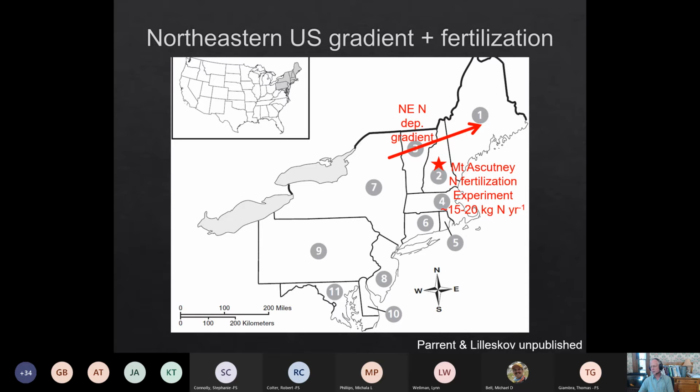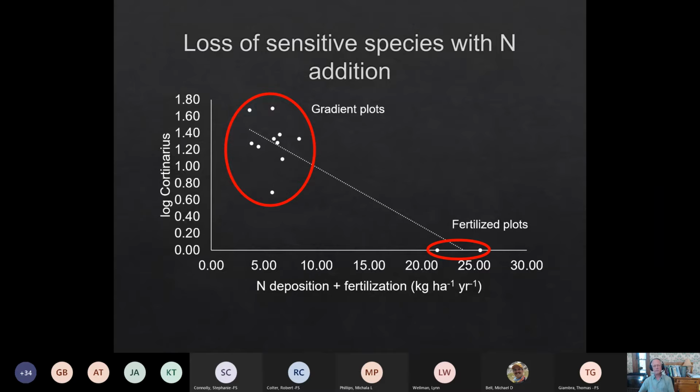So in the early 2000s, we took this and did a study in New England, in the Northeast, that has never been published. My colleague left science, and unfortunately we weren't able to complete the publication of the work, but I think it's still a study worth looking at because it gives context at a broader scale within the US, and there's not much information on that front. So we used a Northeast N deposition gradient in combination with a fertilization experiment on Mount Ascutney to ask what's happening in a larger scale gradient with maybe more subtle N deposition, and also with more landscape diversity.